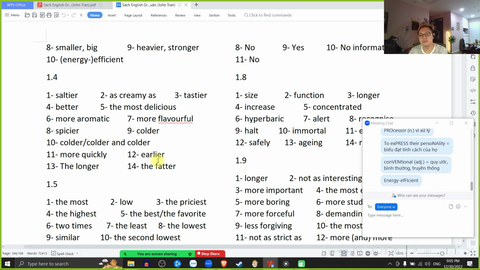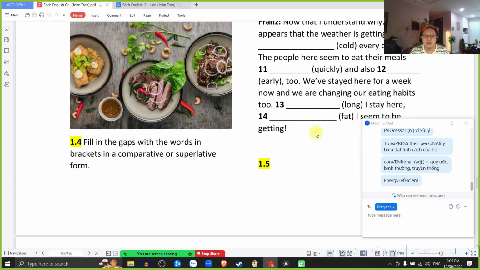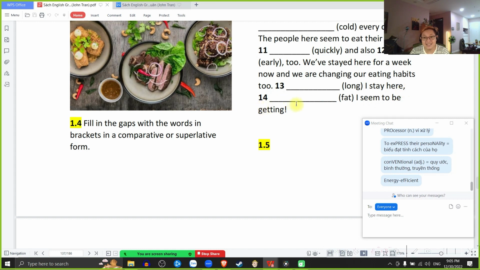12 is earlier, sớm hơn. Number 13 is the longer something. The longer, for example here. The longer I stay here, the fatter I seem to be getting. Tôi càng ở đây lâu dài bao nhiêu, tôi dường như càng trở nên mập hơn bấy nhiêu.